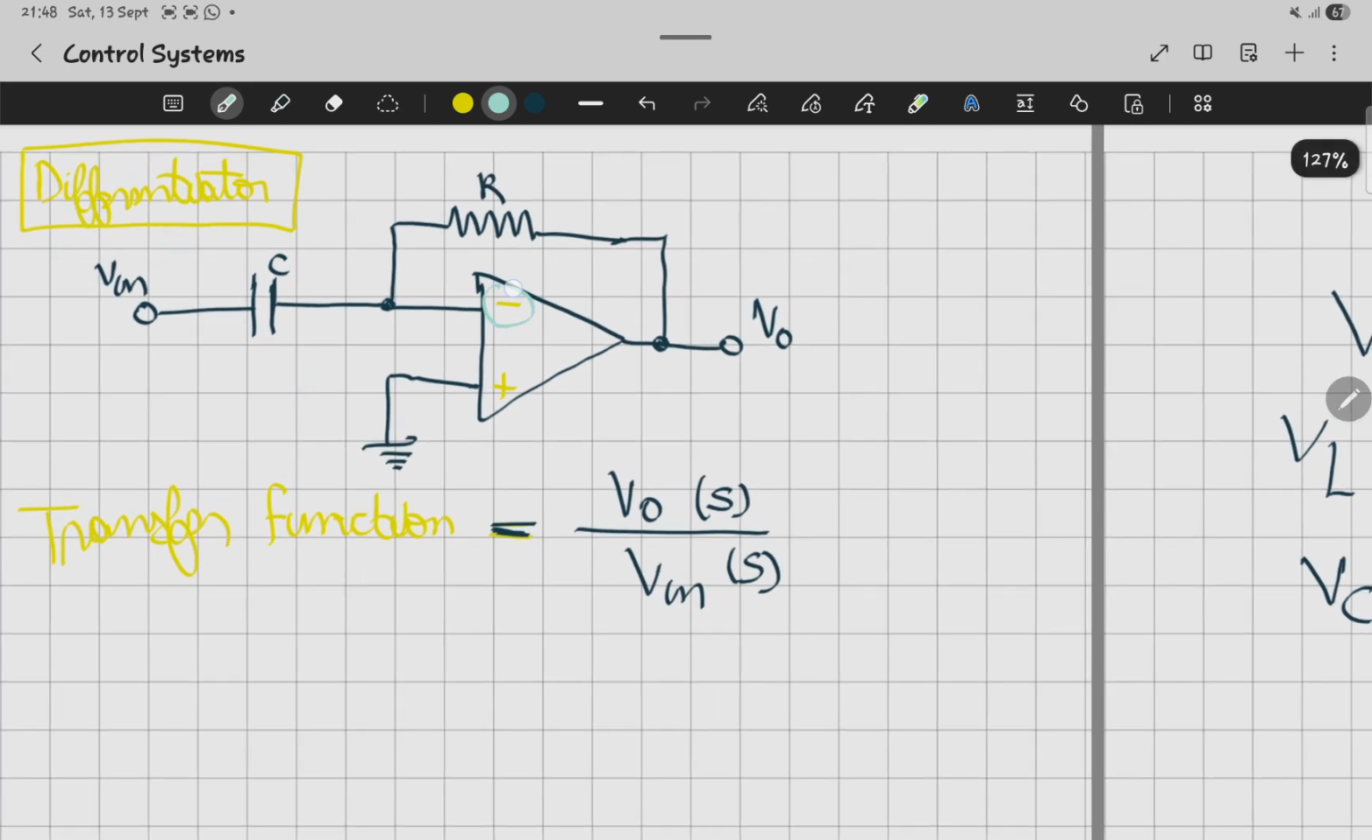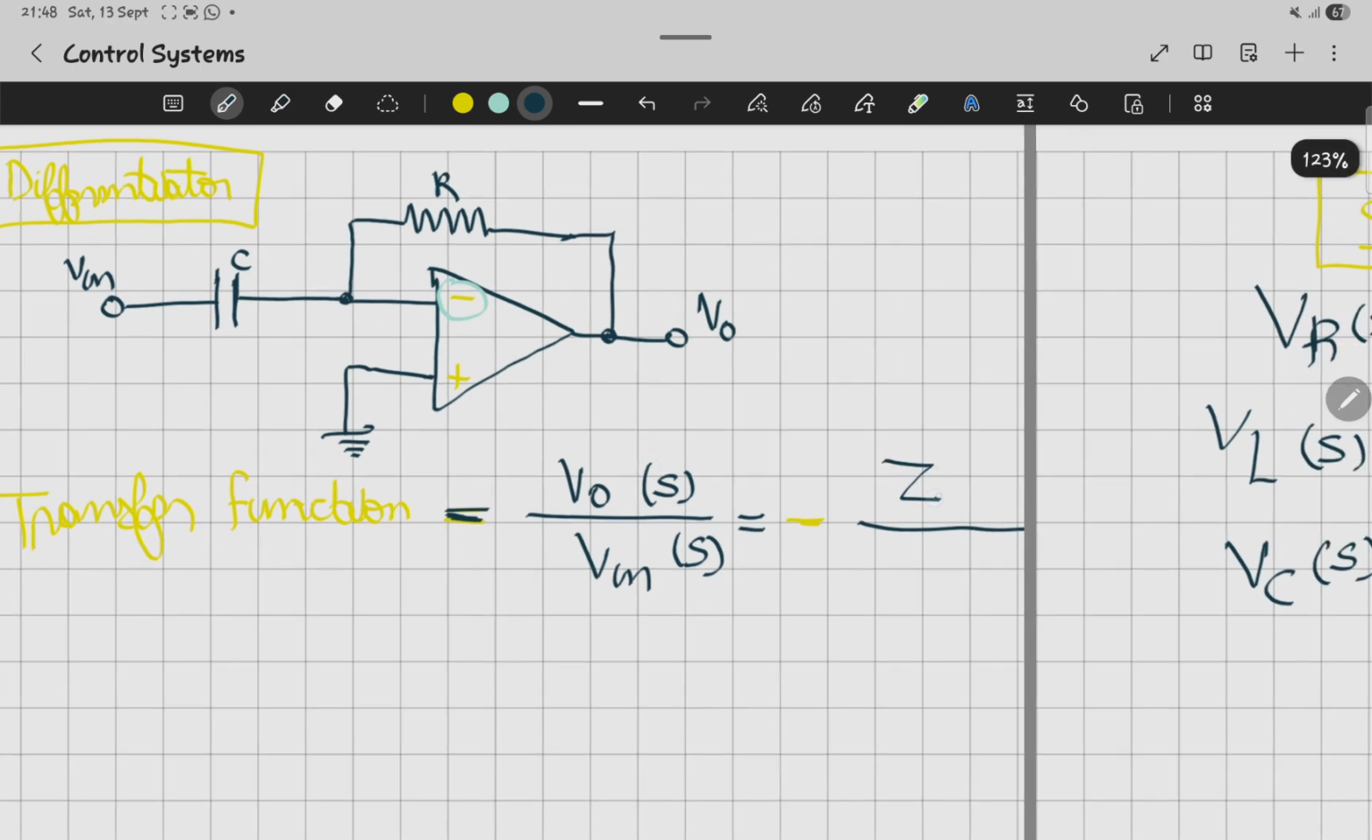If you look here, we are working with the inverter pins, so this means we're going to have a negative sign here instead of a positive sign, because ground is connected to the positive and the negative one is the one that we're using. So we're going to get Z2 over Z1, and this is where you have Z2, and this is where you have Z1. So this one is Z1 and this one is Z2.